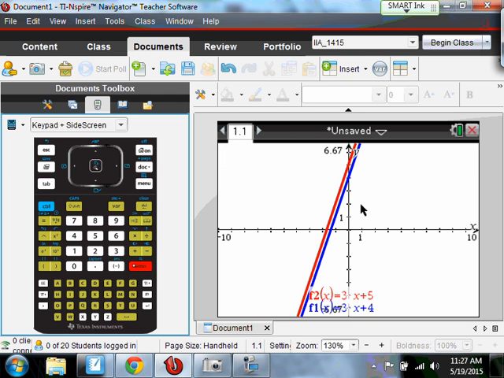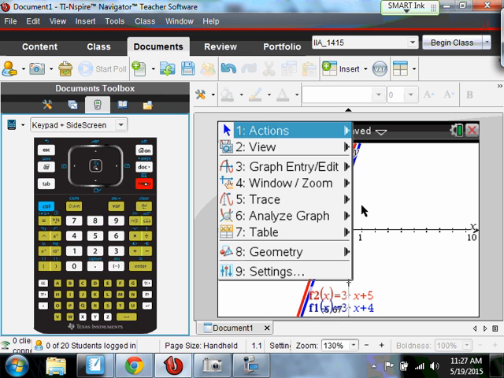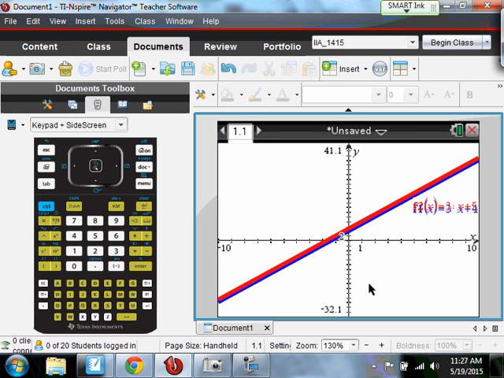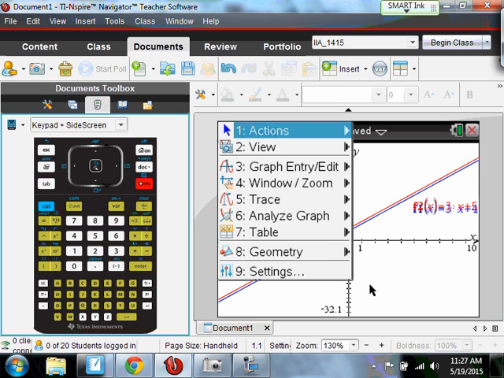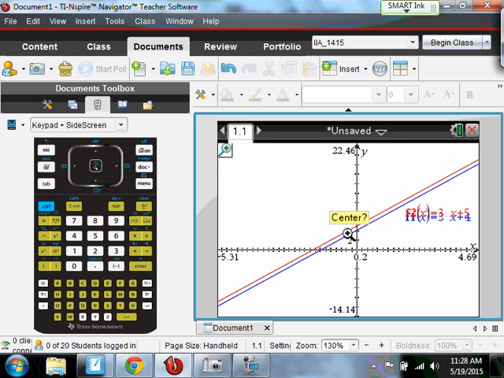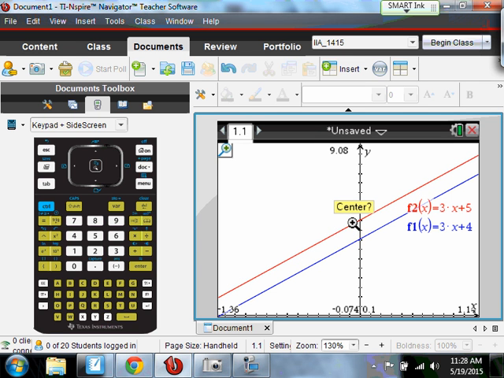When we solve by graphing, we're trying to find out where the two lines meet, where the two lines intersect. So maybe we need a better window. Maybe we want to do a zoom fit. Maybe that's not going to work. Maybe we want to zoom in right there and zoom in a little more and zoom in a little more. And we're trying to find out where these lines meet.